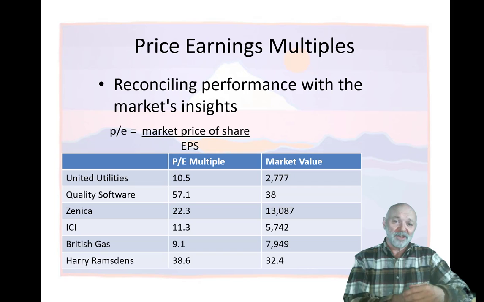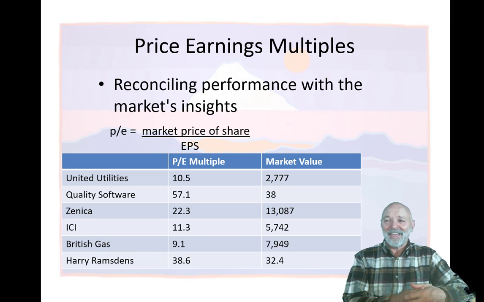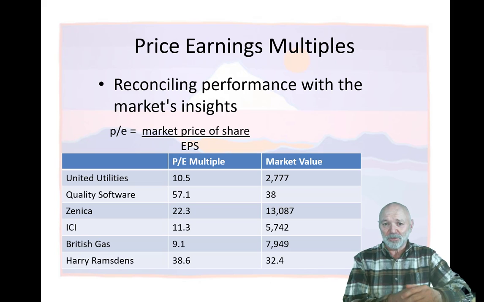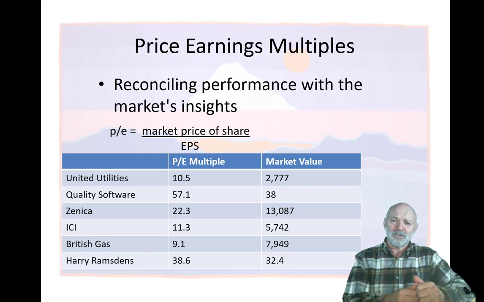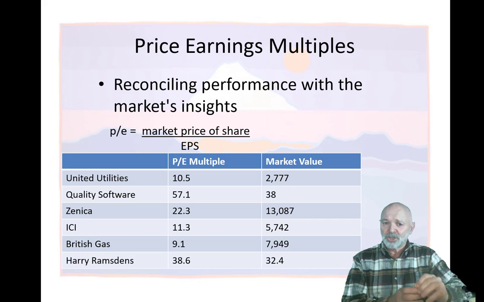Well, if you're in the north of England, you know Harry Ramsden's is actually a fish and chip shop chain. And they had a 38, 39 times price-earnings multiple. So how could these companies be so much better? Well, it's not a question of being better, but this is a statistic that conveys a lot of information, not just about the quality of the company or the quality of the management.